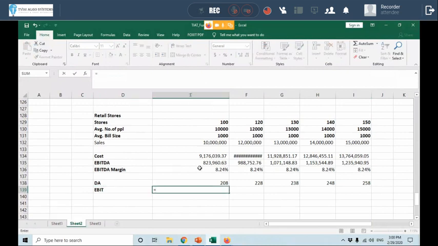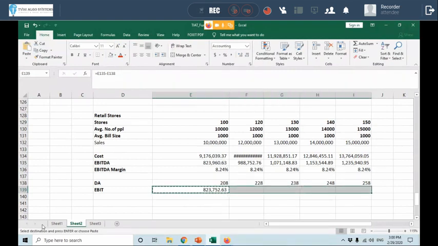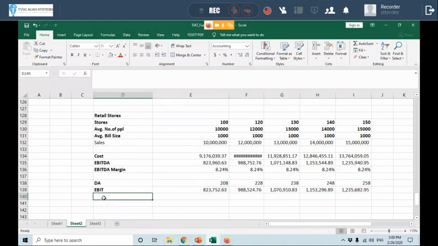Is just giving an example. Don't go on guessing. This minus this will give me EBIT. Right. This is my EBIT. Right? So after that, I'll have interest expense.